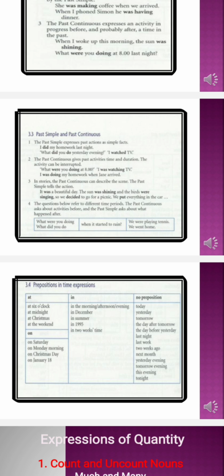Number 2. The past continuous gives past activities time and duration. The activity can be interrupted. For example, what were you doing at 8? I was watching TV. Another sentence: I was doing my homework when John arrived.